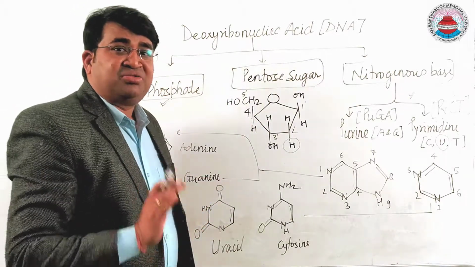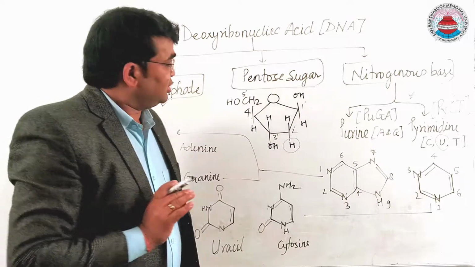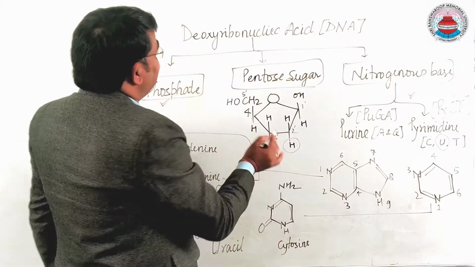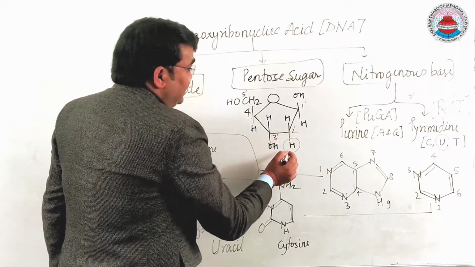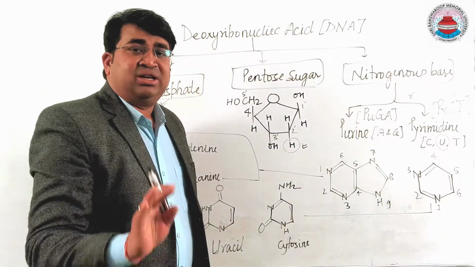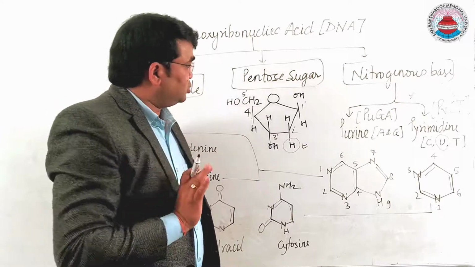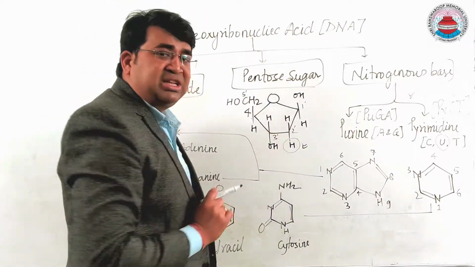It is a 5 carbon atom ring, so that is why it is called pentose sugar. Now why is it deoxy? Because at the 2' end there is no oxygen, and that is why it is called deoxyribose sugar. So next is nitrogenous base.